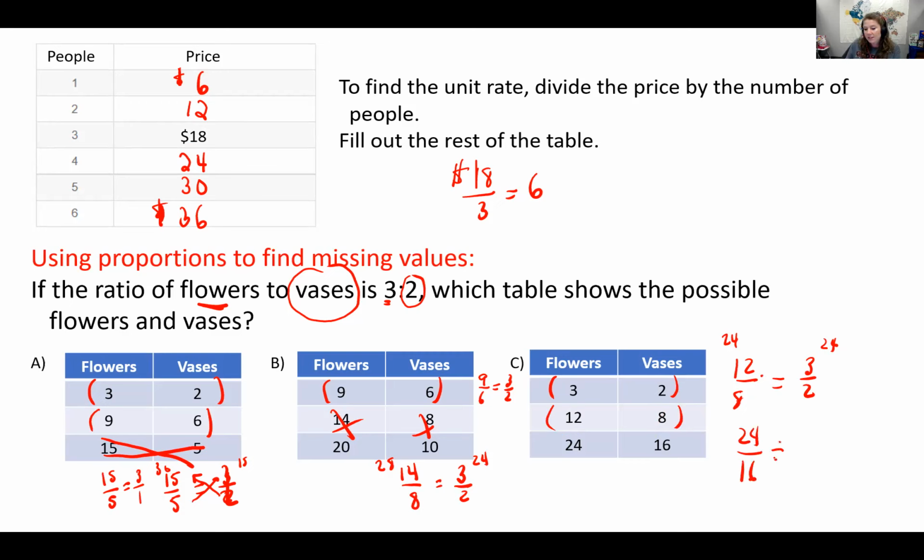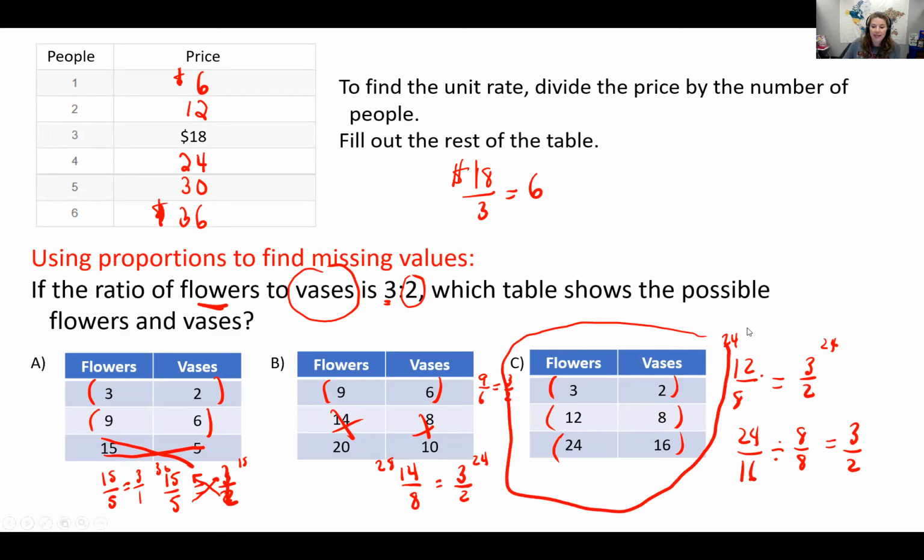Could I divide both of these numbers by 8? 24 divided by 8 is 3. 16 divided by 8 is 2. Now, if I said that too fast, you need to rewind that part of the video and rewatch it. But letter C is the right answer. The other graphs don't all match up with the ratio 3 to 2.